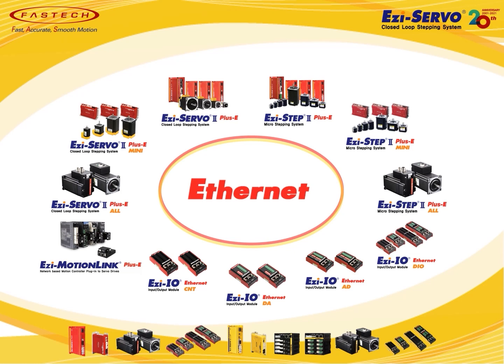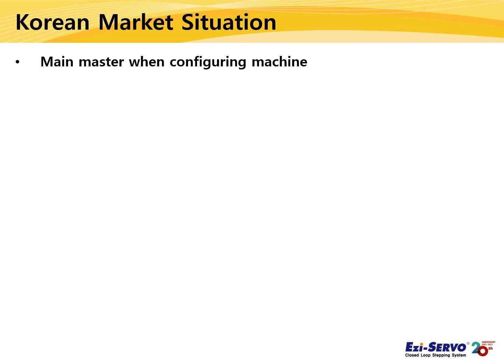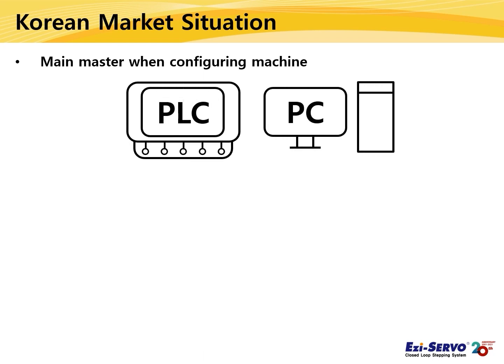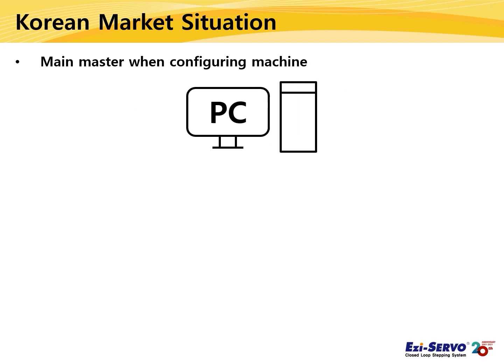Until now, I briefly introduced the meaning of the total solution and FASTECH's Ethernet products. Among 11 types of products, I'd like to introduce the high-speed counter module, Ezi-IO Ethernet CNT. Next, before introducing Ezi-IO Ethernet CNT, I would like to explain the FASTECH's Ethernet products with the example of Korean market situation. When a customer configures the machine, PC or PLC is used in various ways as the main master. In the Korean market, this main master is an industrial PC usually.